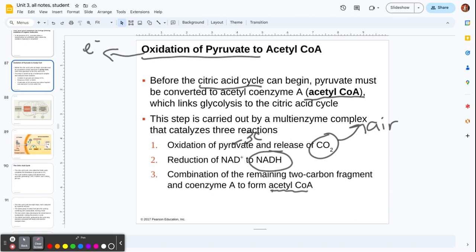But this is what happens if you don't have that oxygen. This oxidation of pyruvate cannot occur. Okay, and we've all had that circumstance where we start to get short of breath and we have to slow down from whatever we're doing.